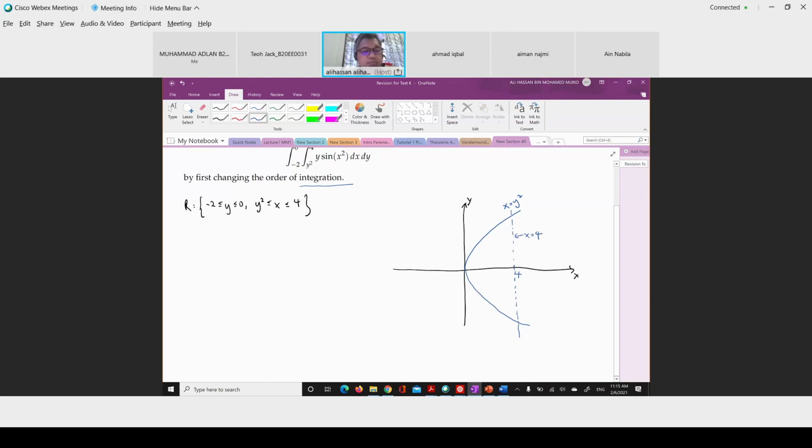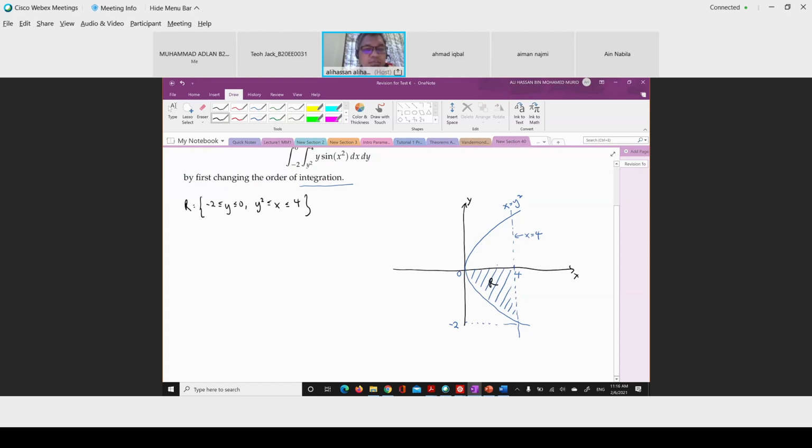Okay, what about y? Y is bounded between -2 and 0. So -2 is here, because x is y squared. So when y is equal to -2, x equal to 4. And y is between -2 up to 0, so that means this region only, right? This is the region R. So you need to get this sketch correctly.